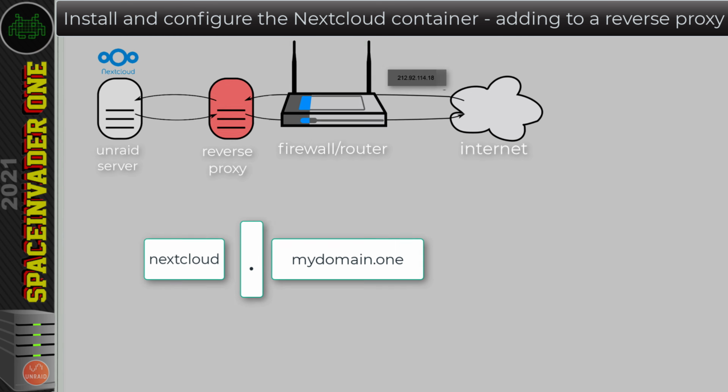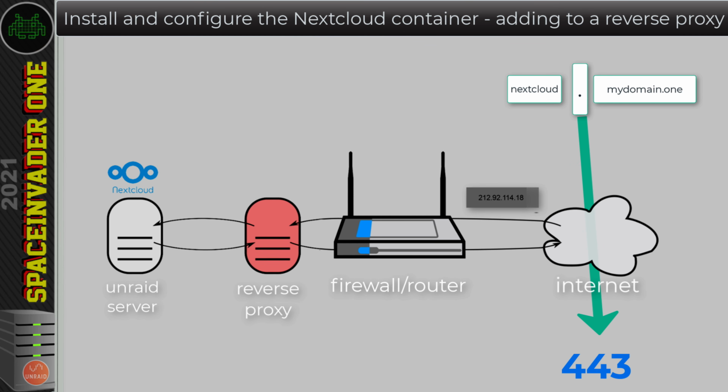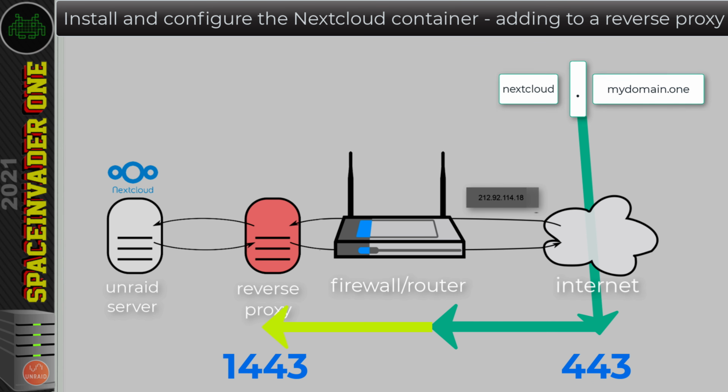So when I go to nextcloud.mydomain.1, that goes through the internet over port 443 and then hits my router firewall, and then my router needs to forward the traffic coming in on port 443 to the reverse proxy. If you remember, my reverse proxy is using port 1443, so the port forwarding on the router must direct port 443 to 1443. And so once this traffic gets to the reverse proxy, it's up to the reverse proxy to realize the subdomain is nextcloud.mydomain.1 and then send that traffic across to Nextcloud.